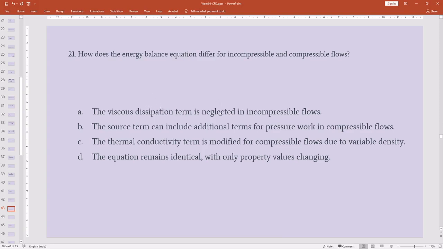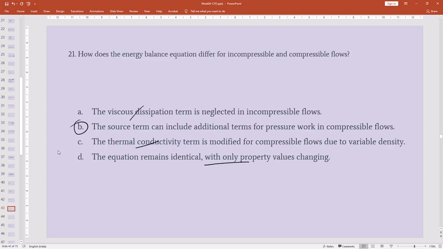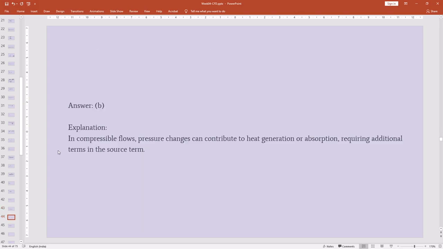So here the first one is viscous dissipation is neglected in incompressible flows. Does it? No. Viscous dissipation is neglected only if you are taking it as inviscid. The third option on thermal conductivity is not true. So our answer is option B. We have to include additional terms for how the pressure and compressibility are related, or we have to model the compressibility in our source term.